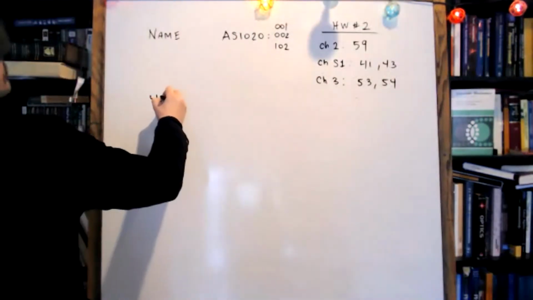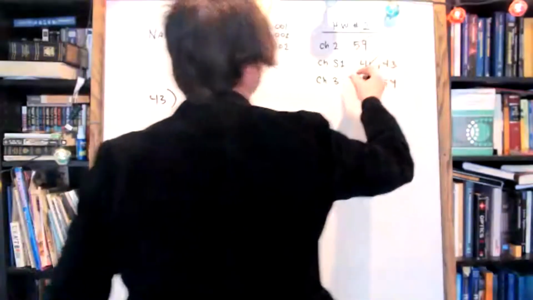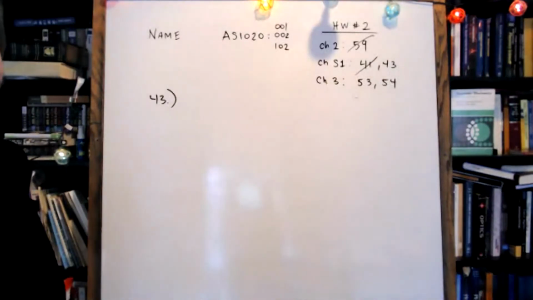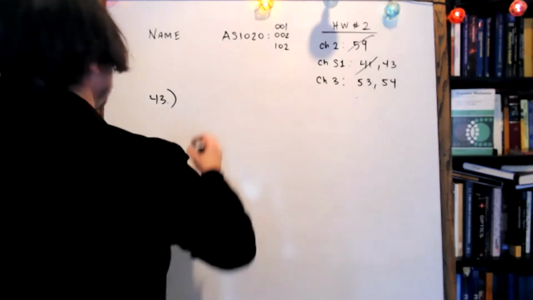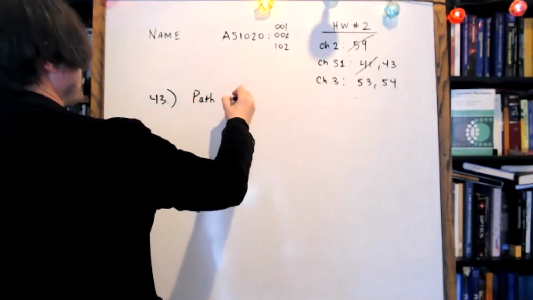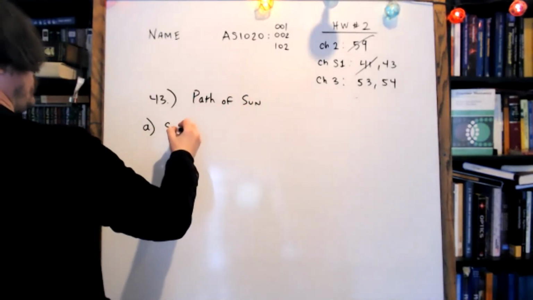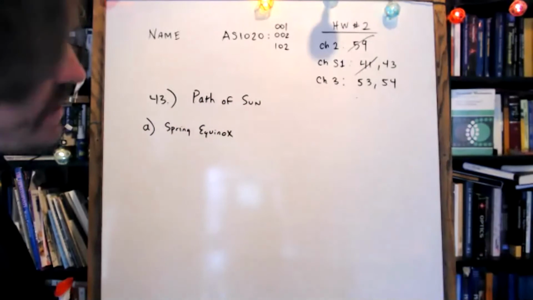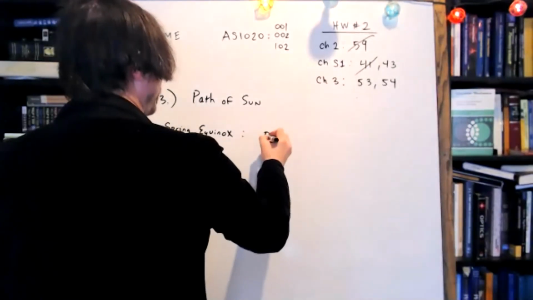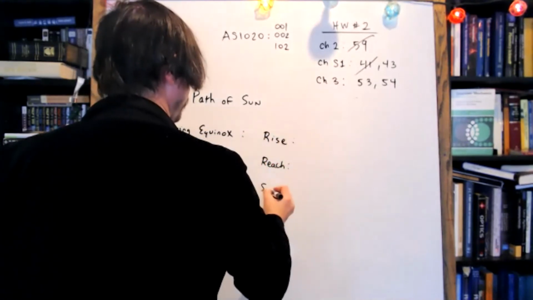Okay, 43. Mateus, read it out. All right, so 43, local path of the sun. Describe the path of the sun through your local sky for each of the following days. A, the March and September equinoxes. Okay. So spring and fall equinox. We're going to describe the path of the sun. Just like before, we're going to have a rise, a reach, and a set.